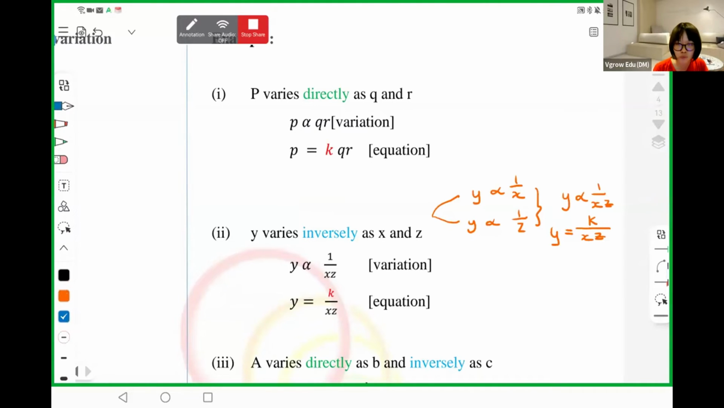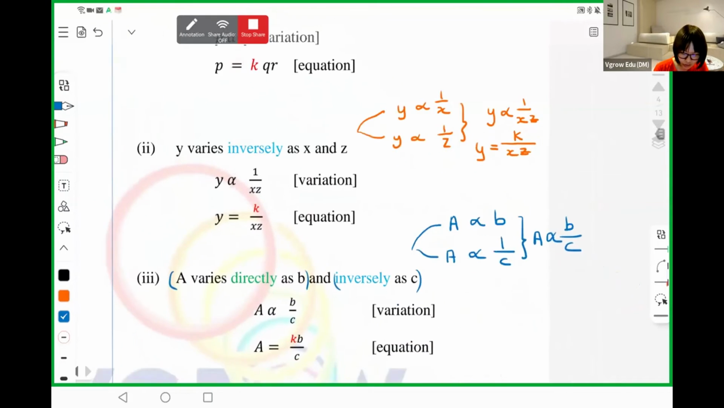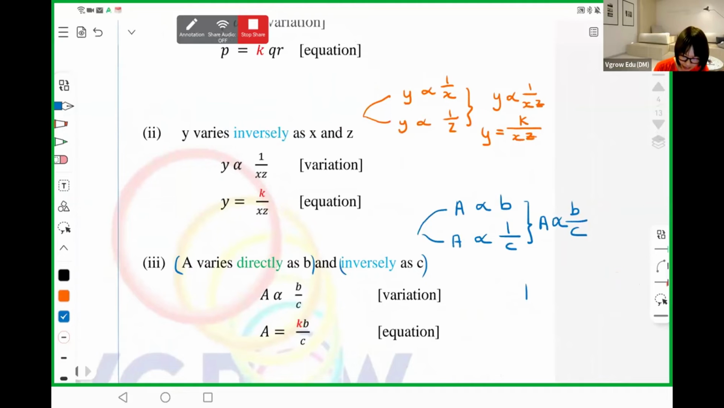Same thing here, if we want to partition it, separate. Here we have two types of relation. The first one is A varies directly as B. The second one, A varies inversely as C. Partition it: A is proportional to B and A is proportional to 1 over C. Combine: A is proportional to B over C. Change to equation form, you will have K. A equal to KB over C.